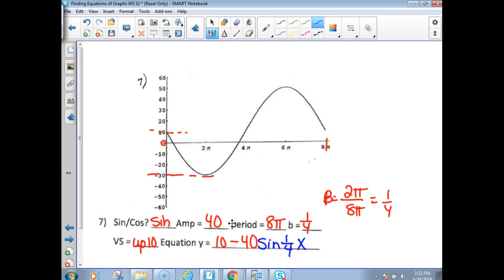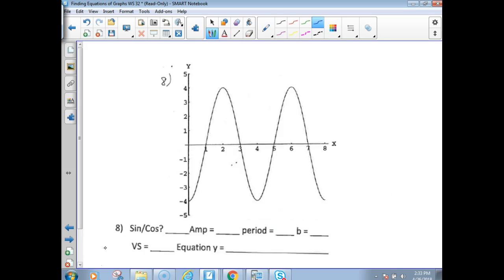Why don't you do number 8 and see if you get the right answer? Or number 9? Just do. No, you can do any one you want. I don't care. If I were you guys, I'd make sure I did these.